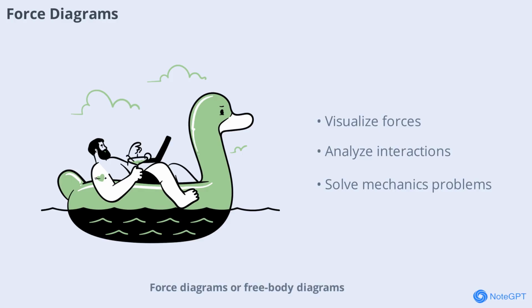Force diagrams or free body diagrams are visual tools used to show all the forces acting on an object. By drawing arrows to represent forces, we can analyze how they interact and predict the object's motion. These diagrams are essential in solving mechanics problems, from simple blocks on a table to complex engineering structures.